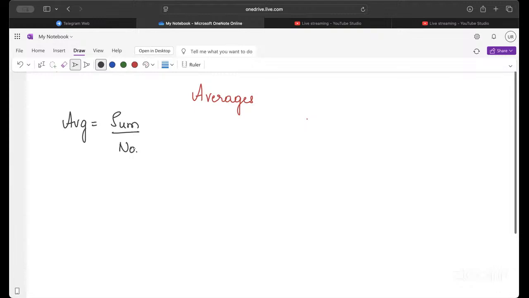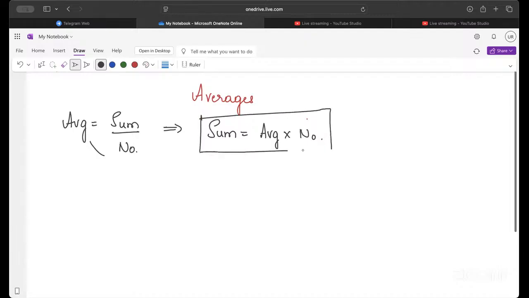So the very first formula that you have to learn is this, which can be written as sum is equal to, we will cross multiply these two, average into number of values. This is the first formula that we are going to learn. Okay, sum is equal to average into number of values.